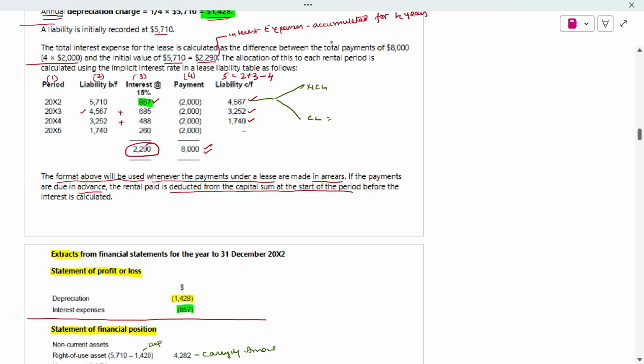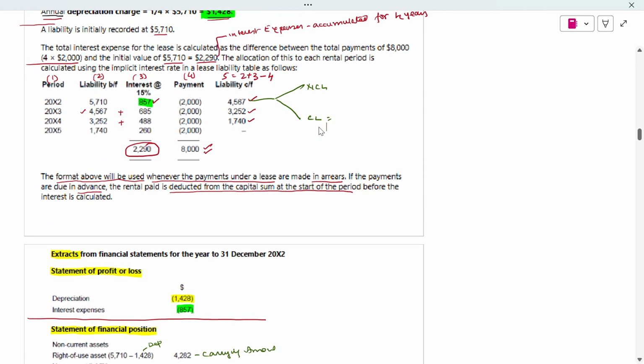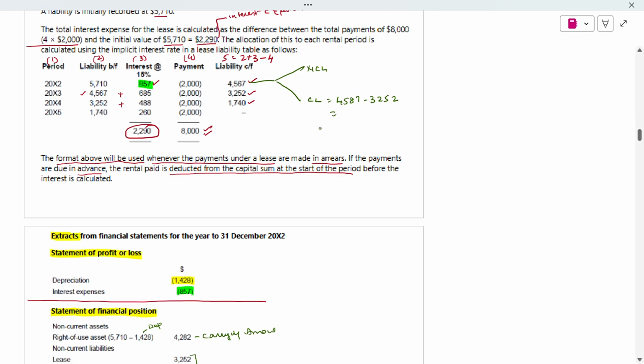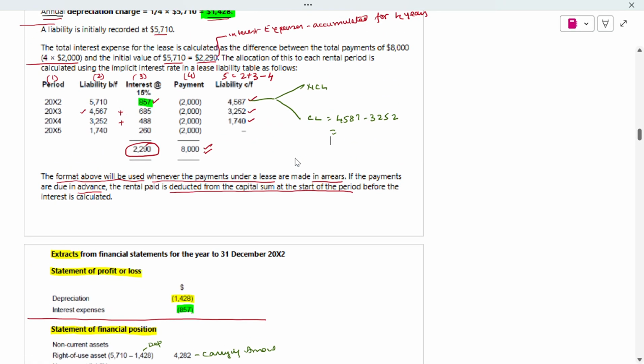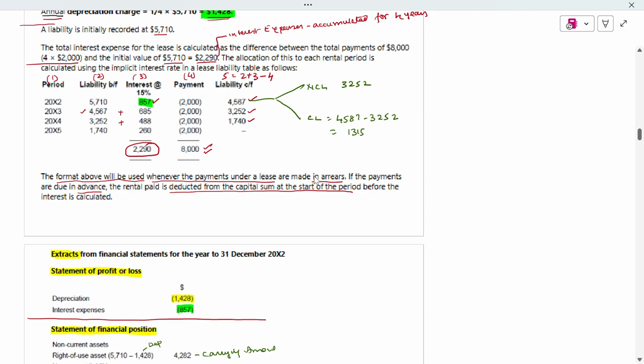See, what they say. 4587. Okay. 4587 minus 3252. How much will you get? You will get 1315. That 1315 is the current liability and 3252 is the non-current liability. Are you clear about this? Yes. This is very important.